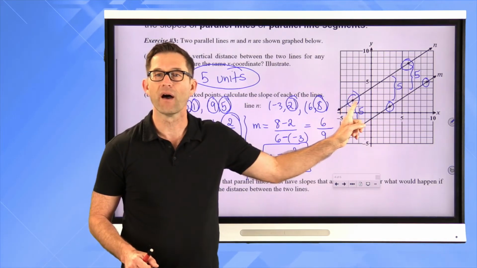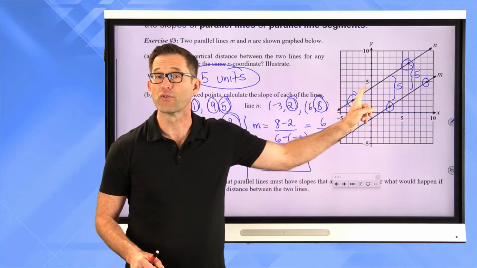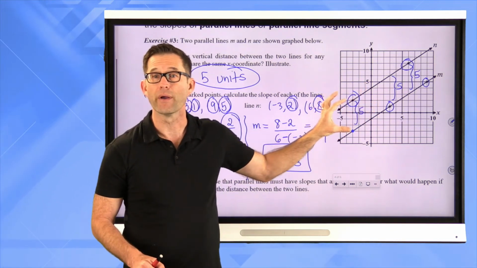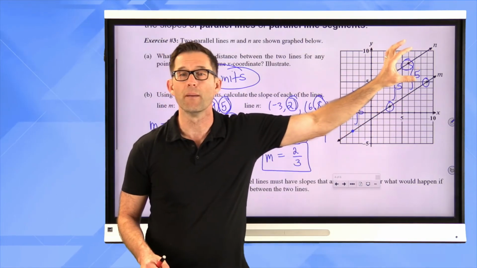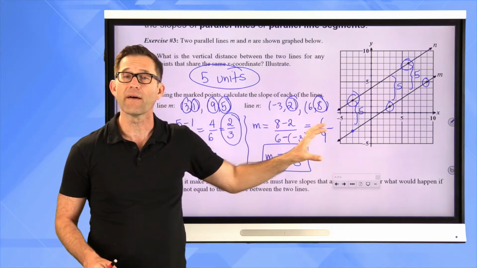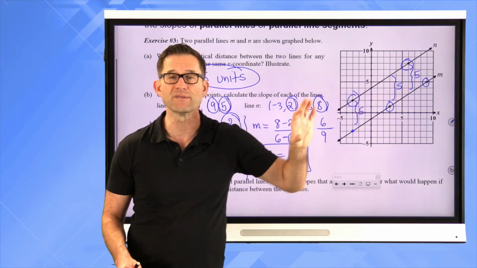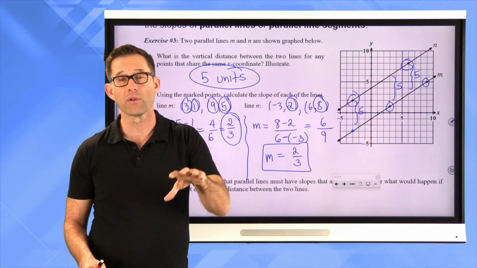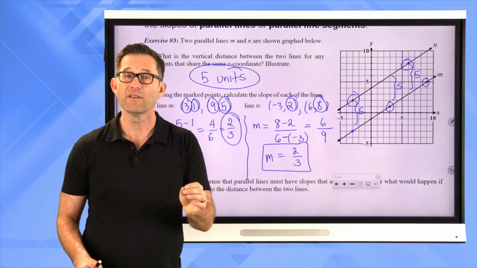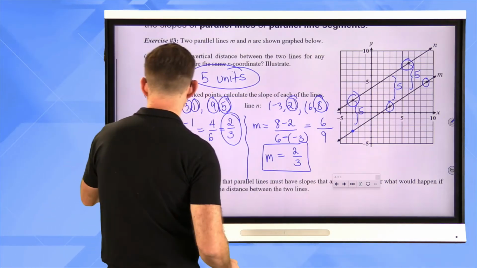And if I'm on this line and I go over 3 values in x, I go up again another 2. Right? So I would keep going over 3 up 2, over 3 up 2, over 3 up 2. If those didn't have the same slope, that vertical distance of 5 units would change, right? It would be getting smaller or larger, okay? And eventually the two lines would intersect, okay?